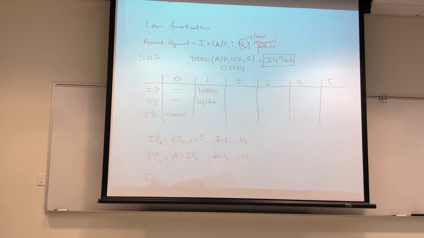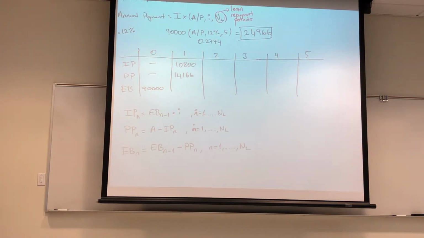Ending balance of period n will be equal to the ending balance of n minus 1 minus the principal for that n, from 1 to N of the loan.